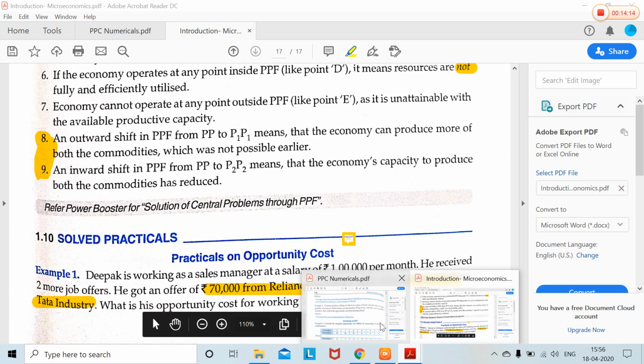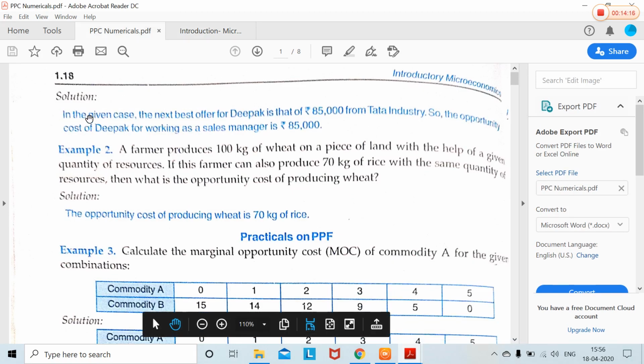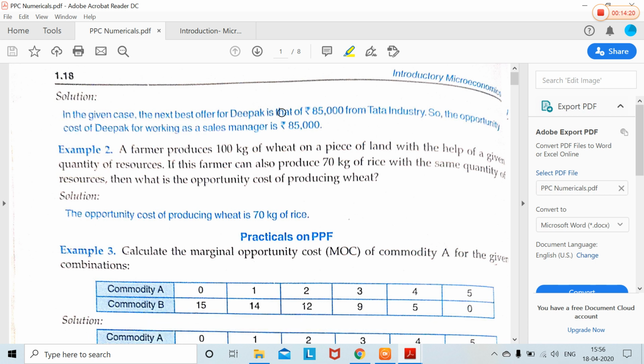Let us see it here. This you can see now. In the given case, the next best offer for Deepak is that of 85,000 from Tata Industries. So his opportunity cost for working as a sales manager is 85,000. This is how you have to write the answer. Let's take the next question.